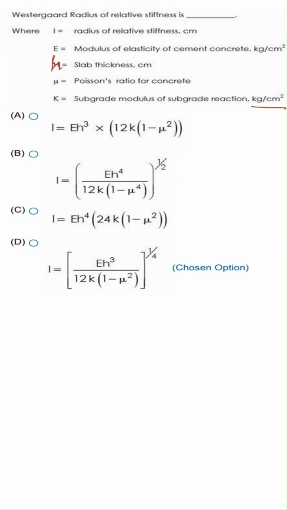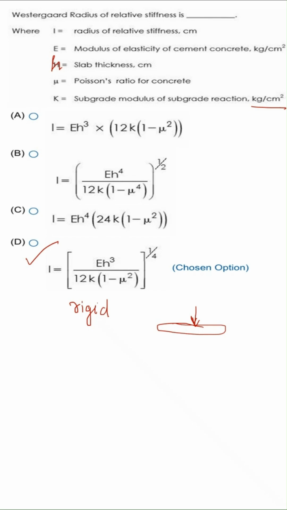We know that radius of relative stiffness is a parameter mainly used in pavement analysis, especially for rigid pavements. It represents the distance over which a concrete slab can effectively distribute a load to the underlying subgrade. So it represents an area, and the formula is (Eh³/12k(1−μ²)) raised to 1/4. So the answer is option D.